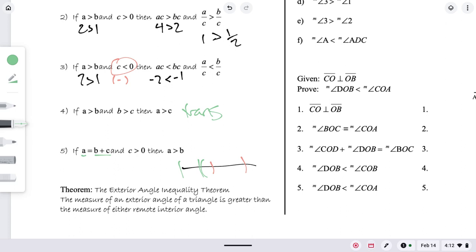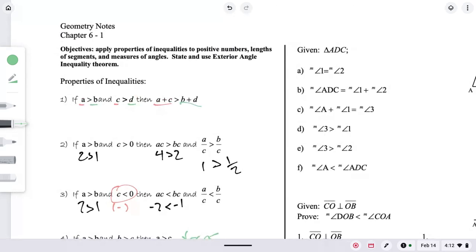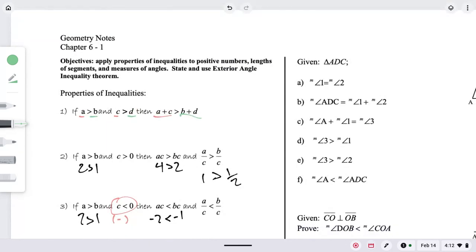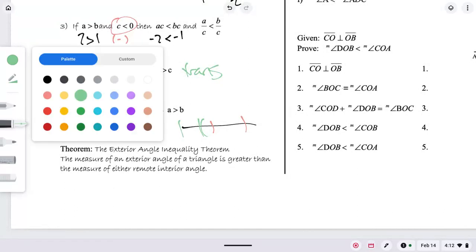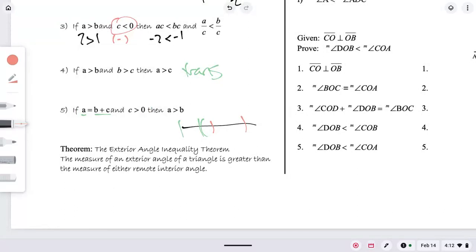So all of those are properties of inequalities. And in proofs, we're just going to put that in as an abbreviation here, property of inequality. If you want to shorten it up, that's what we would write. But otherwise, we have one theorem down at the bottom that you can pause and write in.